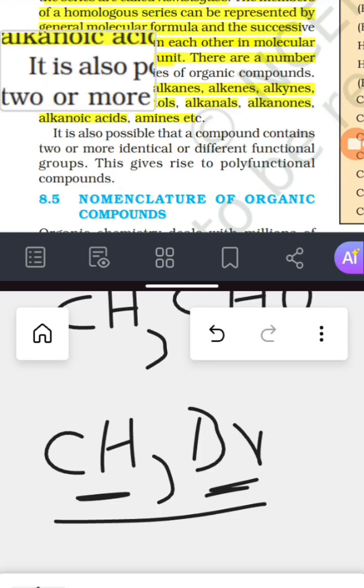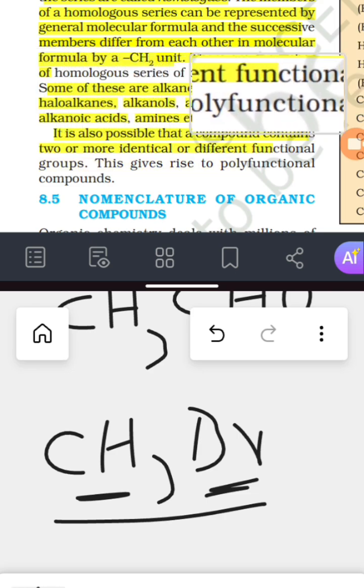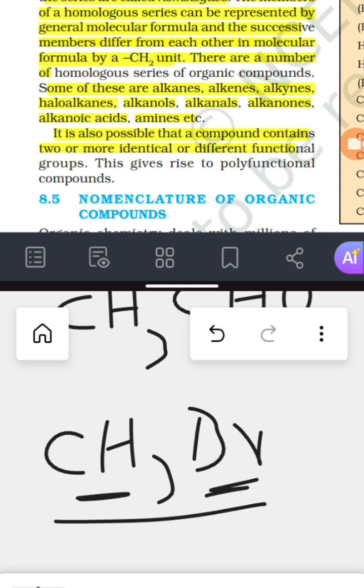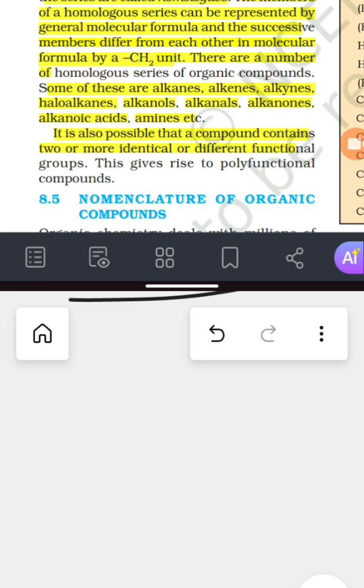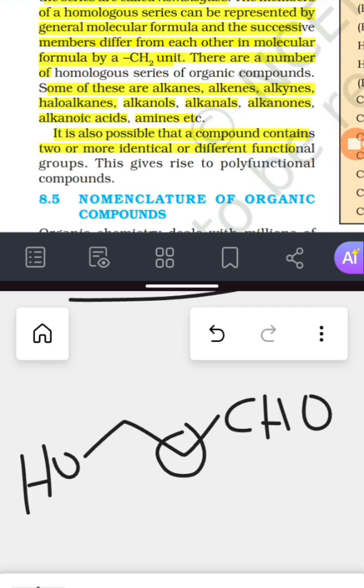And it is also possible that a compound contains two or more identical or different functional groups. That means polyfunctional compounds. Polyfunctional means, here I have an aldehyde group on this side and an alcohol group on this side. So it is 3-hydroxy propanal, and this is CH2, and this is also CH2.